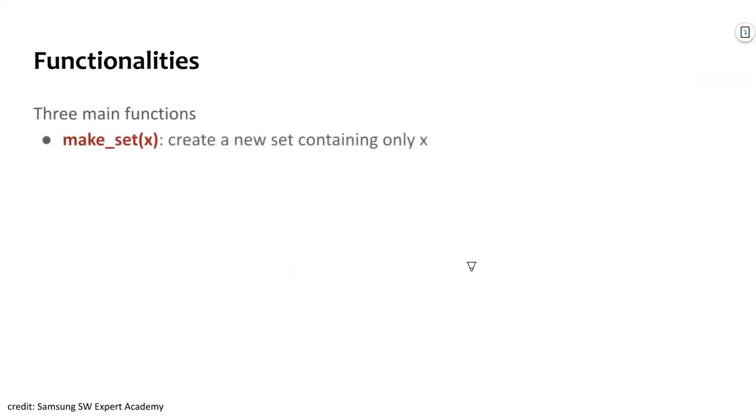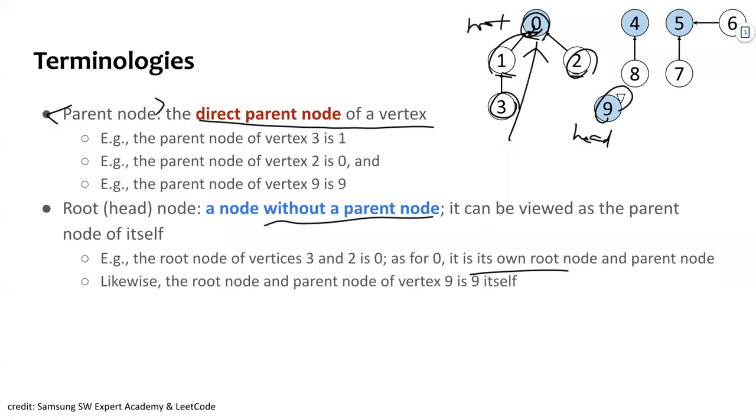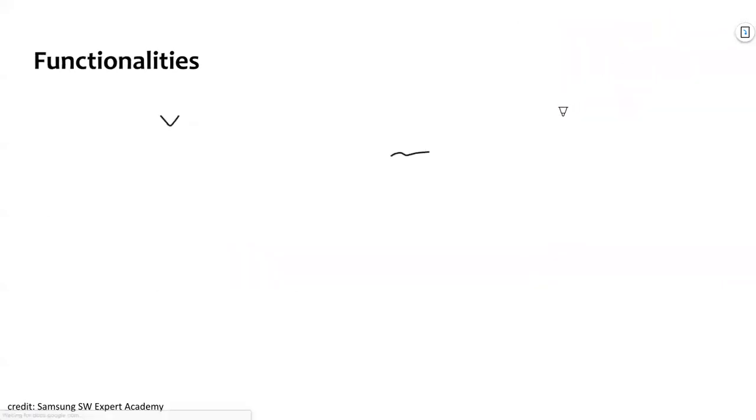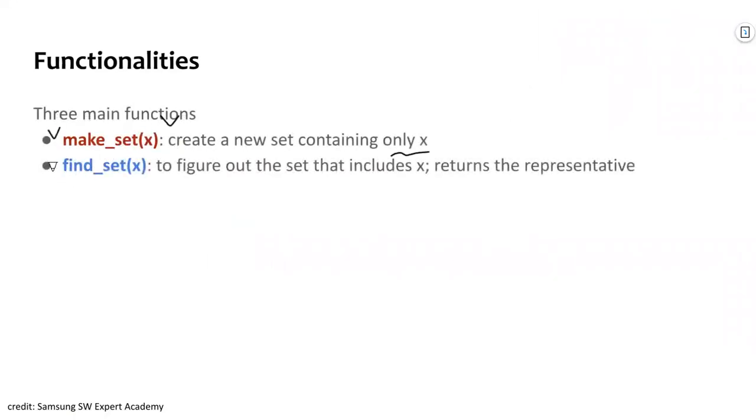And what are we going to do with disjoint sets? We are going to perform 3 main functionalities. The first one is make set. This one is simply creating a new set containing only X. I told you that there are some sets with only one element. And to deal with those elements, we're going to use make set. And we can also implement find set to figure out the set that includes X.